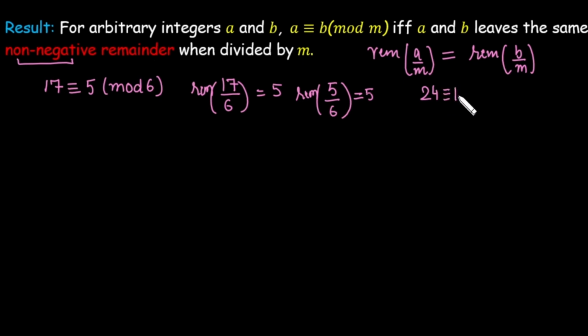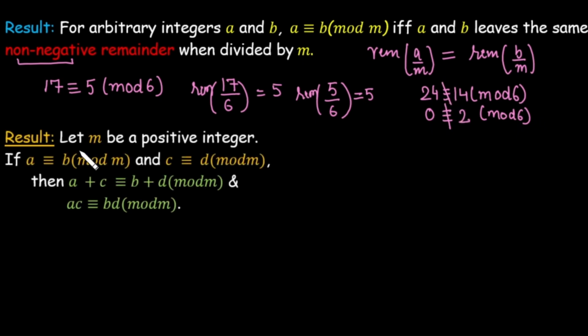Let's take the second case. 24 is congruent to 14 mod 6. Whether this is true or not, let's understand with the help of this result. 24 when divided by 6, remainder is 0 because that is exactly divisible, and in this case 14 when divided by 6, remainder is 2. So we can say that 0 is not equal to 2 mod 6. Hence, they are not congruent.